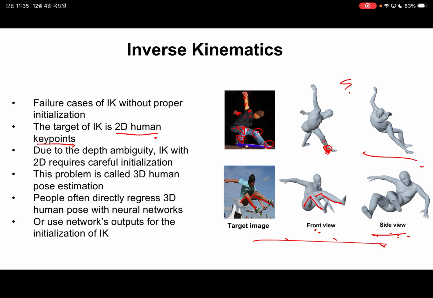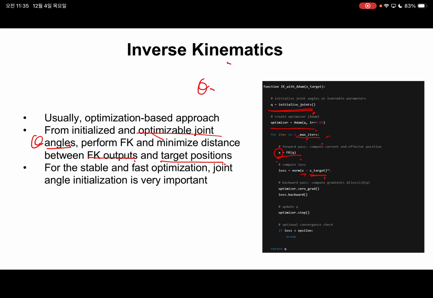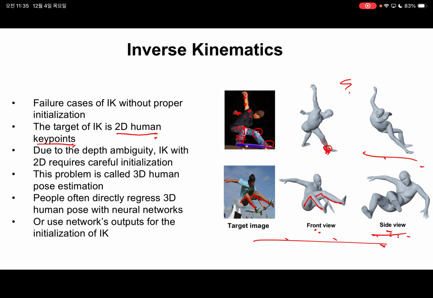If we just randomly initialize, like a T-pose human, then we can get this kind of weird example. So initialization is very important, but random initialization or T-pose initialization might not give very good outputs because of depth ambiguity. And this problem is actually called 3D human pose estimation. Given only 2D information, how can we get a combination of joint angles, human joint angles, that can explain the input image? That is 3D human pose estimation.